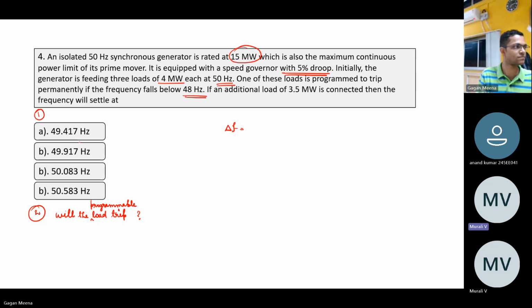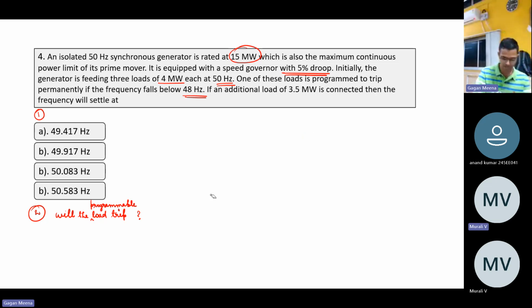Using the regulation group. Yes, change in load is 3.5 megawatt. So delta F by the change in load should be equal to the droop, 0.05. That is to be converted to its frequency and power, so multiplied by 0.05 into 50 by 15 megawatt. So delta F is equal to 0.05 into 50 by 15 into 3.5. That is the change. It's around 0.583. So the frequency will be 50 minus 0.583, around 49.417. Correct.